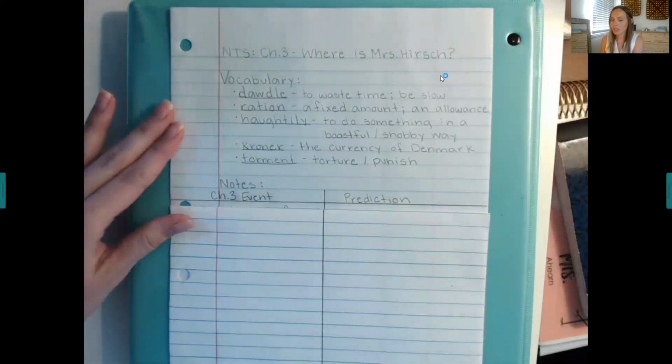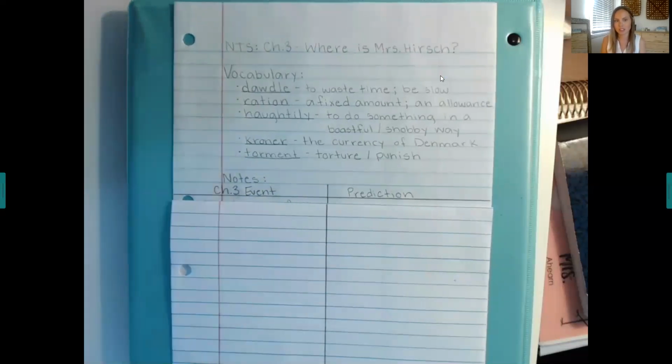Now below, we have our note-taking strategy for today. For chapter 3, we're going to do another T-chart. But on the left-hand side, we're going to jot down an event that occurs in the story. And then on the right-hand side, we're going to jot down a prediction we have. We do this in class all the time. It's a kind of inference we make when we start to get a feeling that we know what might happen next in the story.